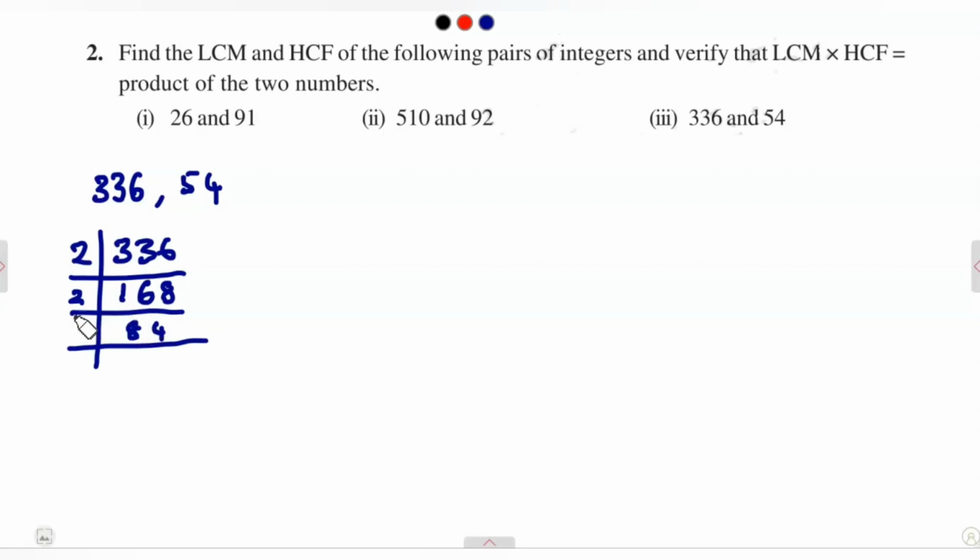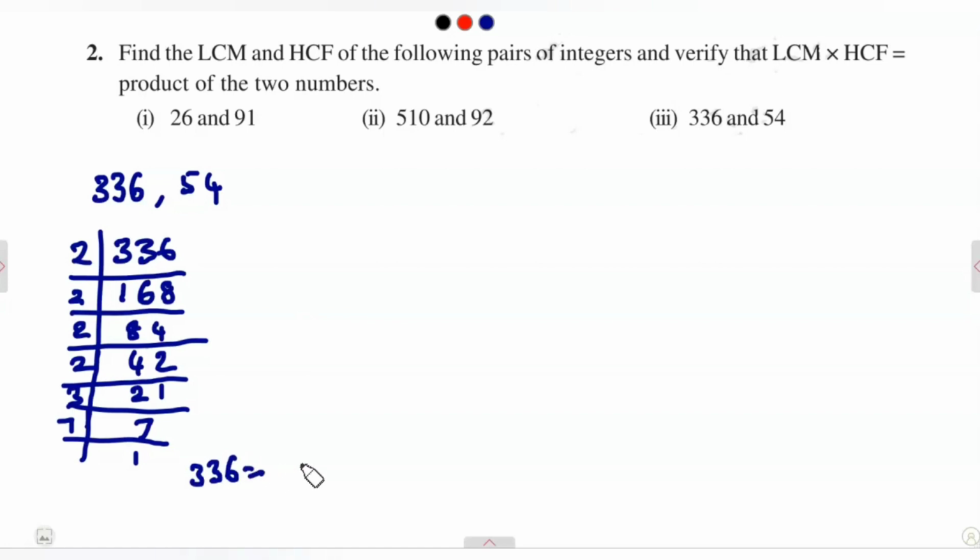2 4s are 8. 2 2s are 4. Let's continue. 2 table. 2 21s are 42. 3 table now. 3 7s are 21. And next comes the 7 table. 7 is a prime number, so you can take 7 ones are 7. So 336 is equal to, let's write here, 2 into 2 into 2 into 2 into 3 into 7.